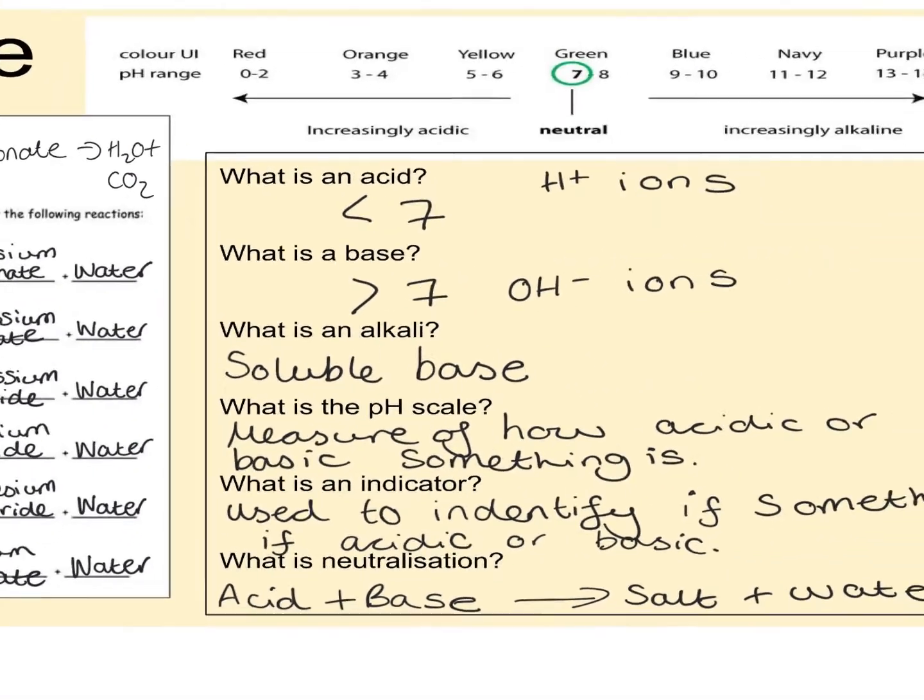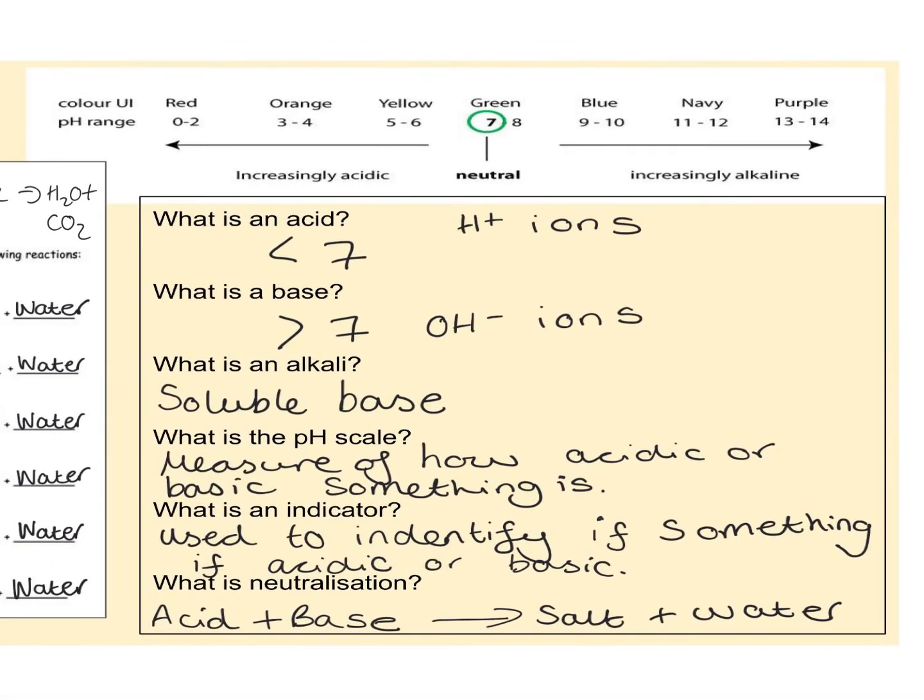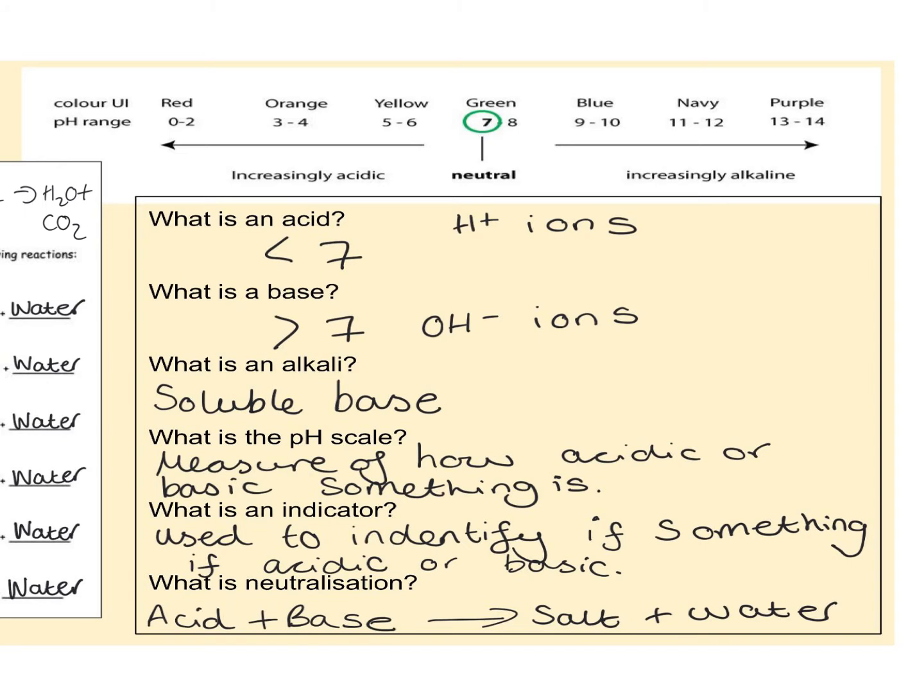So moving on to what an acid is, I put a little picture of the pH scale, so you need to know the colours, okay? You can remember it with a little rhyme, like Richard of York gave battle in vain. They sometimes use purple instead of violet, that's where that goes in. What is an acid? Below 7, H+ ions. What is a base? Above 7, OH- ions. What is an alkali? It's a soluble base.